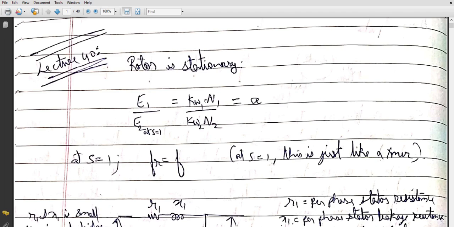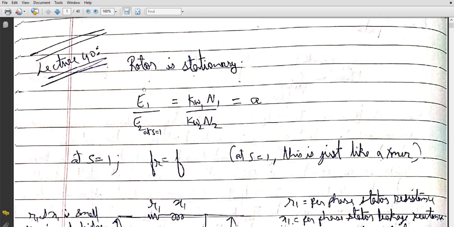Now, in a transformer, we use it for either stepping up or stepping down the voltage. If the primary side voltage is E1 and the secondary side voltage is E2, then E1 divided by E2 is equal to the turns ratio, which is N1 divided by N2.